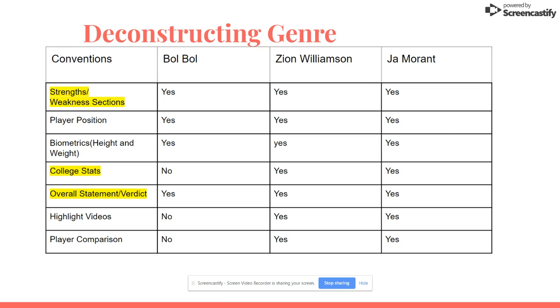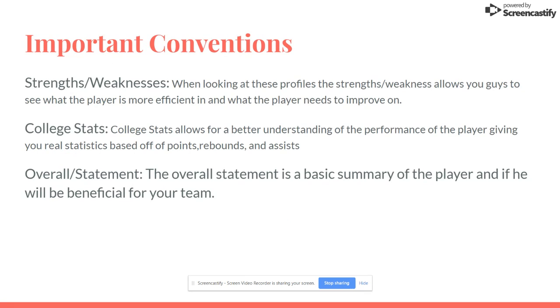Let's start with the basic conventions of this genre. Oh, and by the way, conventions are patterns or characteristics describing a textual genre. As you can see on the screen here, these are the basic conventions that I found in the NBA draft profiles. Some of these conventions include a strengths and weaknesses section, player position, biometrics, which are height and weight, college stats, overall statement, highlight videos, and a player comparison.